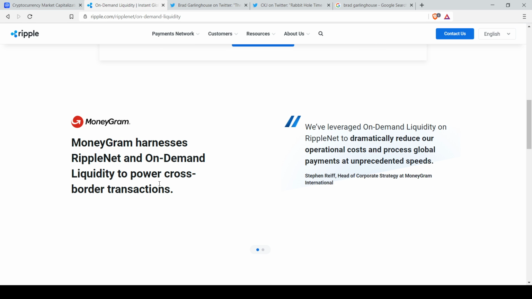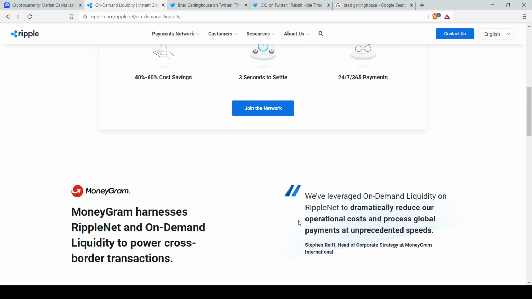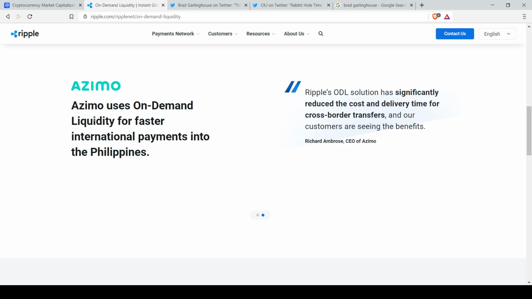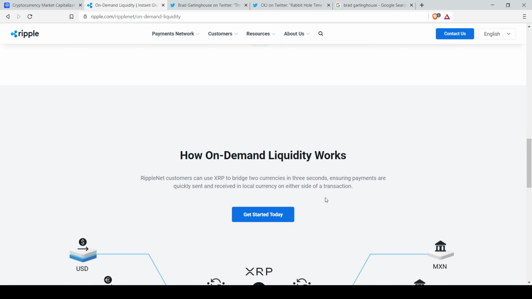Let's see. MoneyGram is one of the companies associated with Ripple. They're one of their biggest partners, and they do a lot of cross-border payments, a lot of currency conversions. Let's see what else here. Azimo uses on-demand liquidity for faster international payments in the Philippines. So that's another one of their partners in the Philippines.